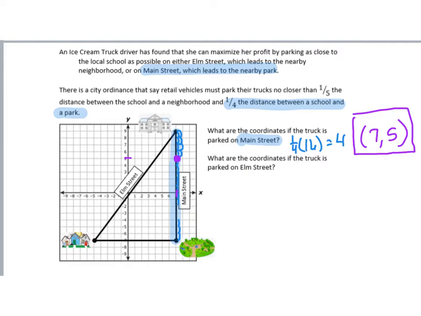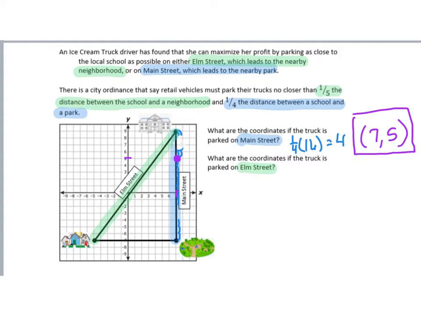Okay, so then it says, well, what if we park on Elm Street? Elm Street leads to the nearby neighborhood. So on Elm Street, 1/5 the distance between the school and a neighborhood. When I look at this street here, I want to go 1/5 the distance along that diagonal. Now when we do the distance along a diagonal, we have to look at the vertical change, and then we also have to look at the horizontal change.